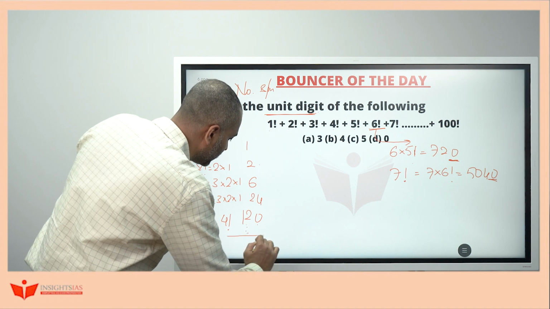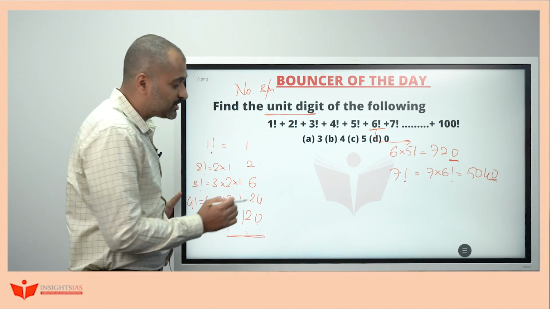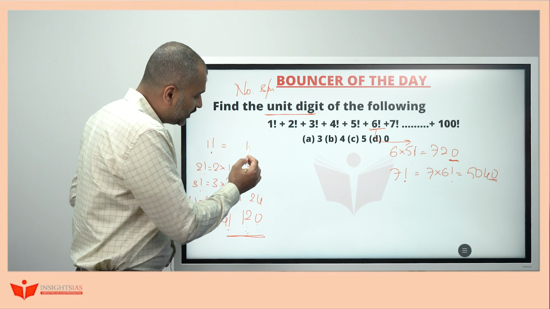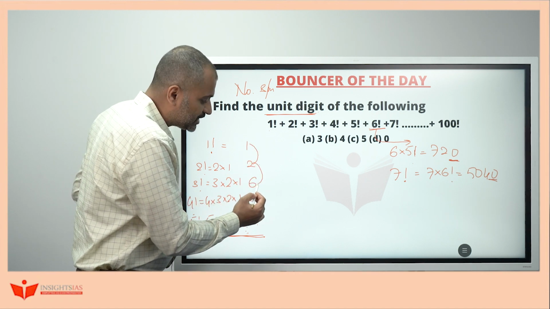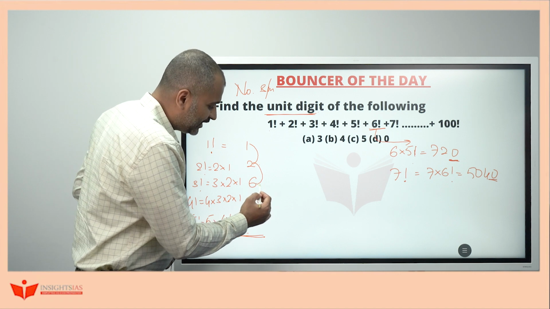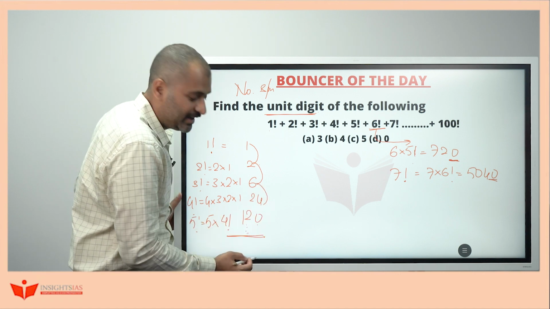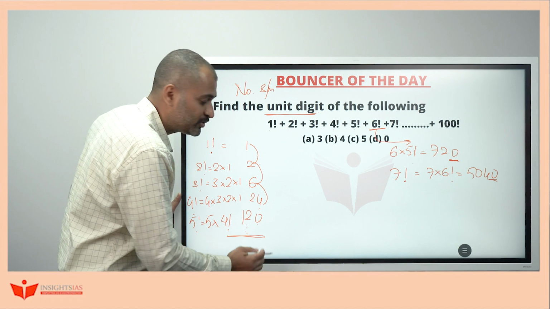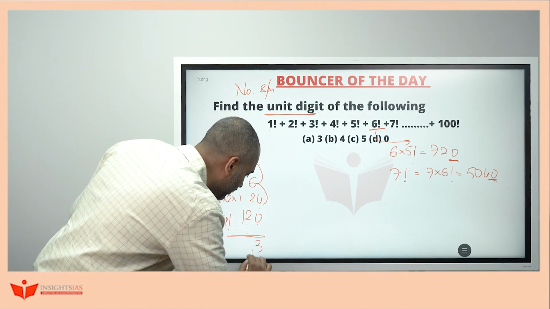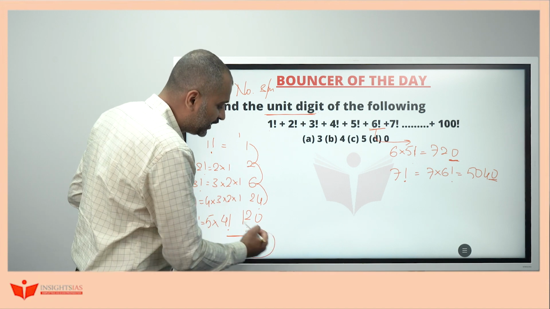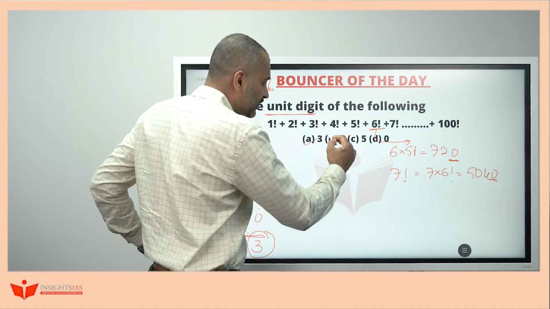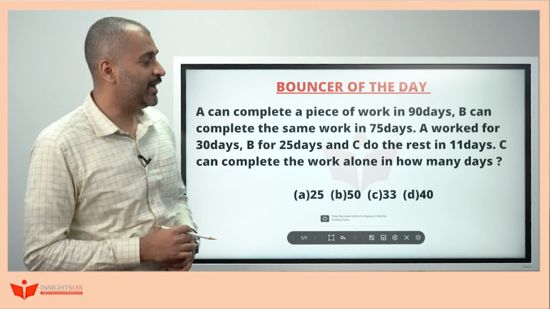When you try to add all those things, you will start the addition with the unit digits, right? So this is 1 plus 2, 3, 3 plus 6, 9, 9 plus 4 is 13 and everything else is 0. So the unit digit becomes what? 3 here and carry or whatever. But what are we concerned about? Unit digit. So the answer is what? 3 here. This is your bouncer of the day.